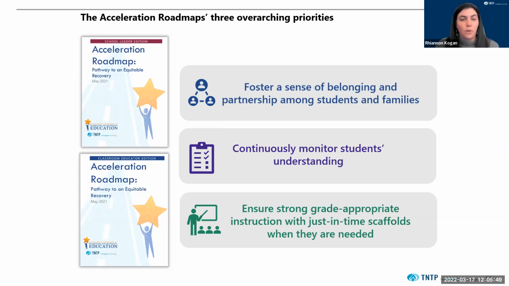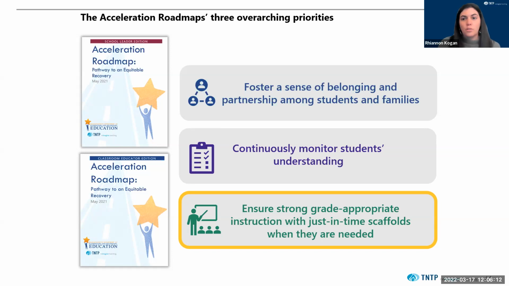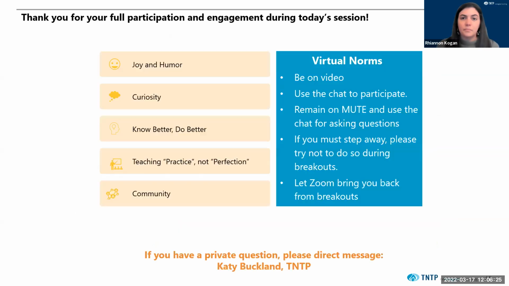As many of you already know, DESE and TNTP partnered earlier this year on the creation of the acceleration roadmaps to provide guidance and recommendations to educators around these three overarching priorities for accelerating learning this school year. Today, our learning will highlight critical practices around the third priority, which is to ensure strong grade-appropriate instruction with just-in-time scaffolds where they are needed. The emphasis today will specifically focus on the first part of this priority, which is ensuring whether or not instruction is truly grade appropriate. So ensuring that acceleration is happening instead of remediation.